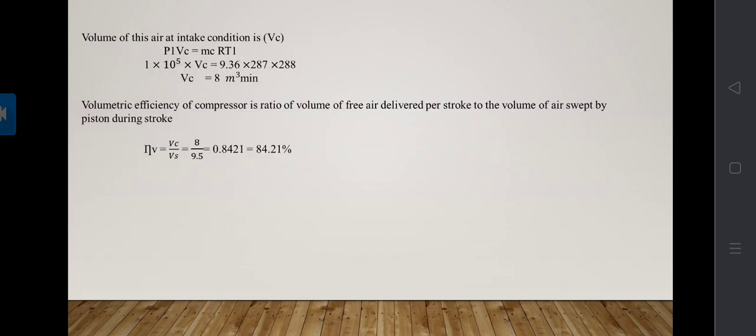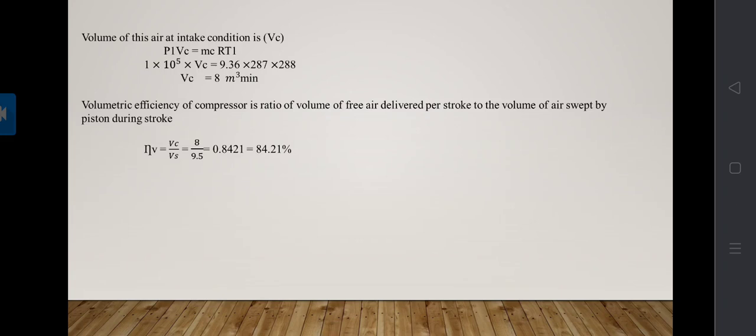Okay, now we have to calculate the volumetric efficiency. Before that we have to calculate the volume of this air at intake condition, that is VC, that is P1 VC is equal to MC R T1. So the value of VC we have to calculate here. So P1 is equal to 1 into 10 raised to 5 and the value of MC is equal to 9.36, the value of R is equal to 287 and T1 is equal to 288. So VC is equal to 8 meter cube per minute.